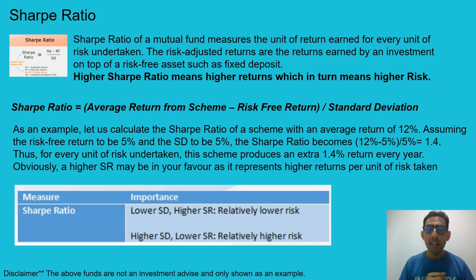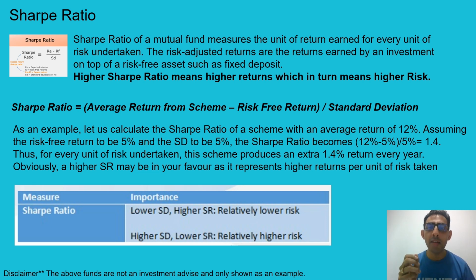Now, let's say we have a mutual fund which has an average return of 12%. So how will we calculate the Sharpe ratio for that mutual fund? For that, we can use the formula again, which is 12% minus 5% divided by standard deviation, which is again 5%, which gives us the number 1.4.